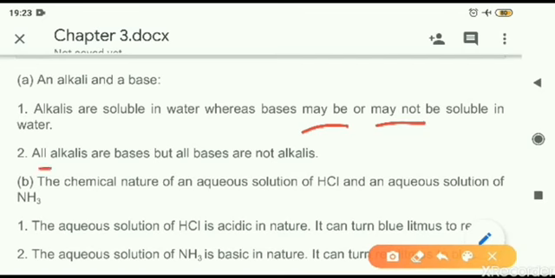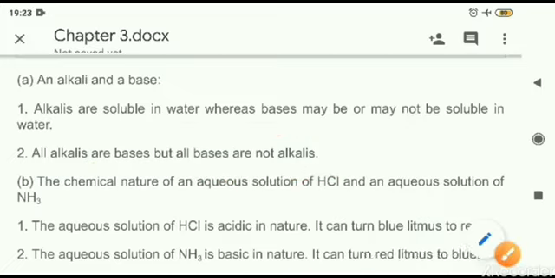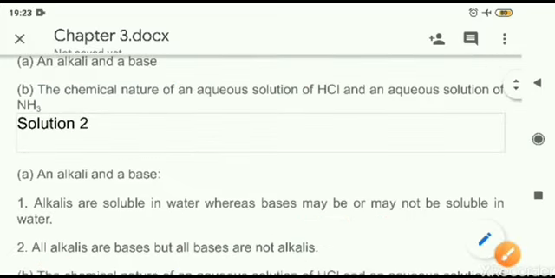The second difference, all the alkalis are bases like NaOH, KOH, Ca(OH)2, all of them are bases, but all the bases are not alkalis. Some bases can be alkalis, some bases cannot be alkalis. Which are not alkalis, like zinc hydroxide, iron hydroxide, all these are bases but they are not alkalis. Next, second, they are asking what? We have to compare or write the difference.